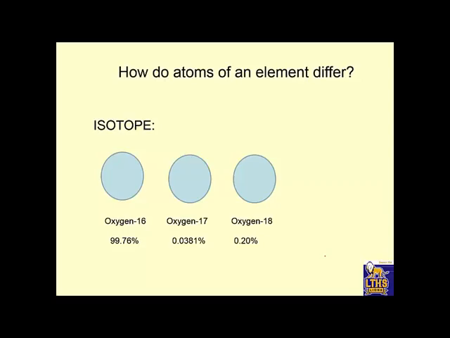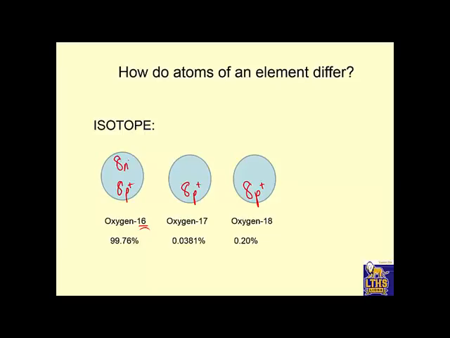Okay, how do atoms of an element differ? So these are all oxygen. How do I know they're oxygen? I'm telling you, it's oxygen, oxygen, oxygen. So what's the same about them? Well, all of these have 8 protons because they're all oxygen. Guess what makes oxygen oxygen? Protons. So this number is the mass number.